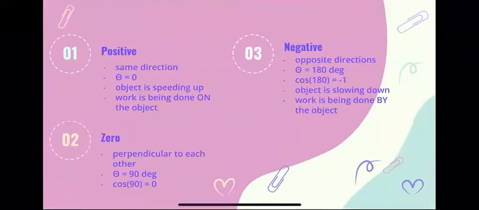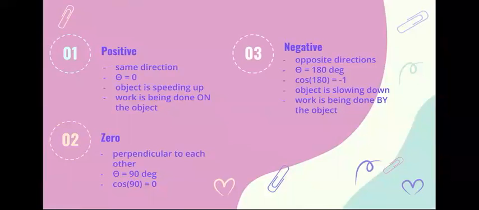Work is a scalar quantity, and we can tell if it's positive, zero, or negative. How? We're about to find out. If the force and displacement have the same direction, it's positive. This means that theta is equal to 0, and if we calculate cosine 0, we will get 1. This also means that the maximum work being done is when theta is 0 and the object is speeding up. And always remember, if it's positive, then the work is being done on the object.